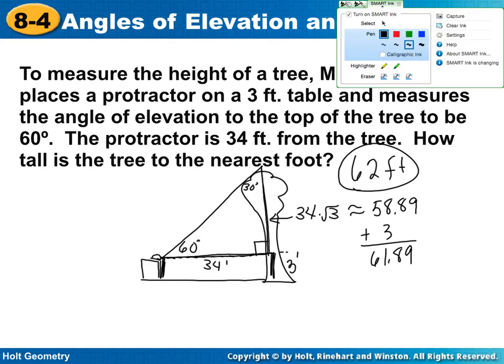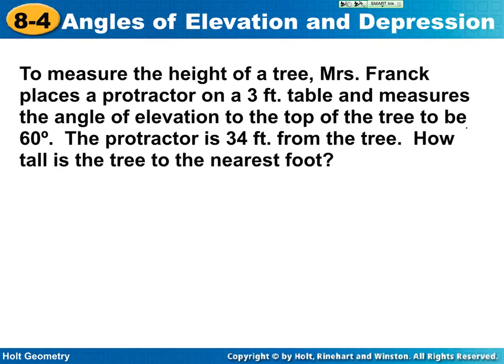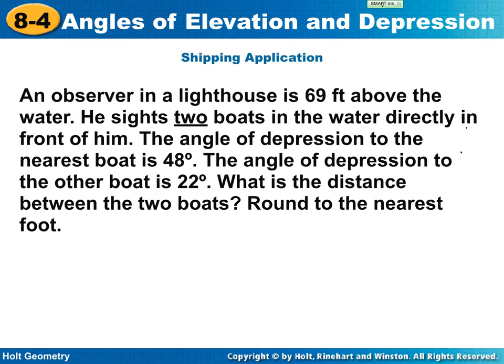And then the last thing we need to look at is 2 triangles being used in one problem. All right, so we're going to make kind of a fancy picture. We have an observer in a lighthouse. Keep in mind there's going to be 2 triangles going on here. Observer in a lighthouse is 69 feet above the water. It's all right on the board.